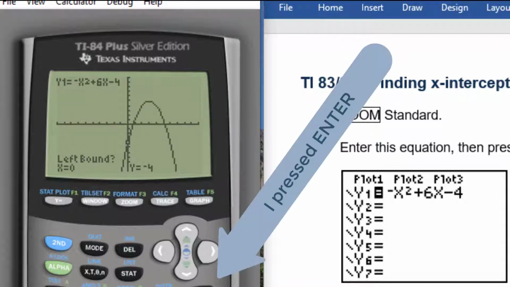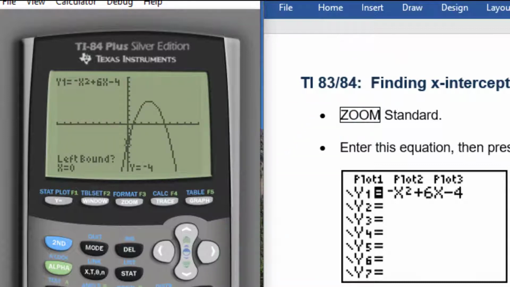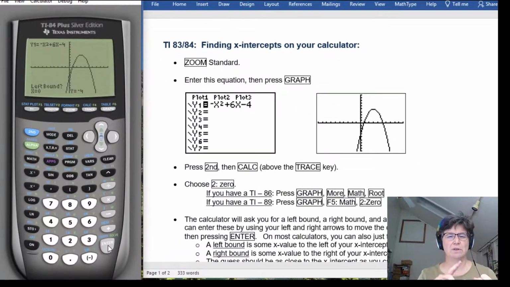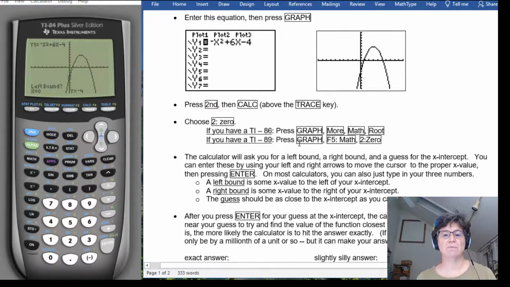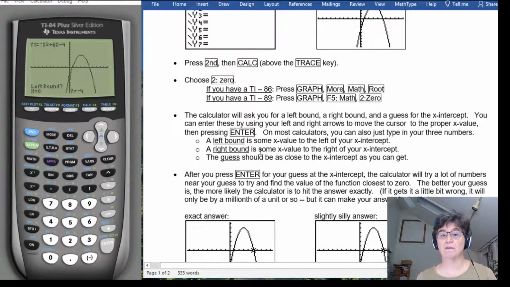So the thing is that x-intercepts have a whole bunch of different names. X-intercepts, zeros, solutions, roots. So that's why you see this note on the handout. If you have a TI-86, you're going to ask for a root. So a zero, an x-intercept, a root, those are all the same thing. Let me scroll the handout up a little bit. Remember that you can get these handouts off the same COCC website where you got the videos. And let's see what we're going to do.